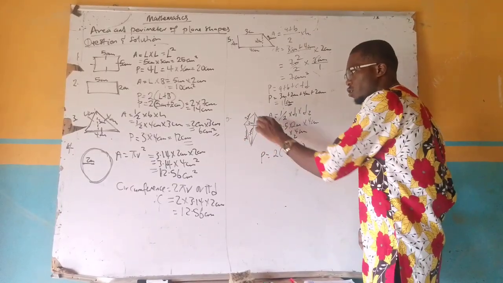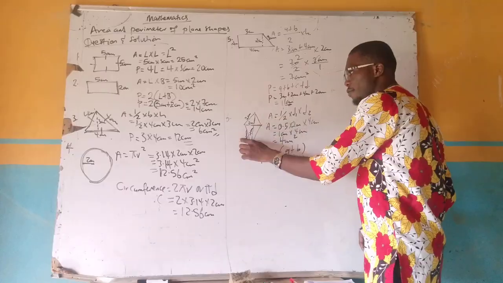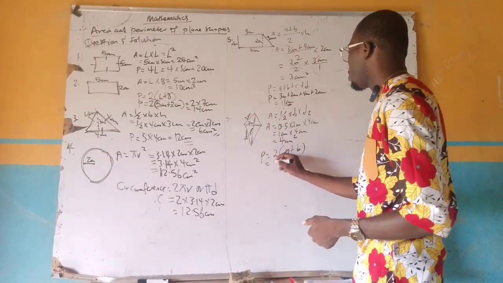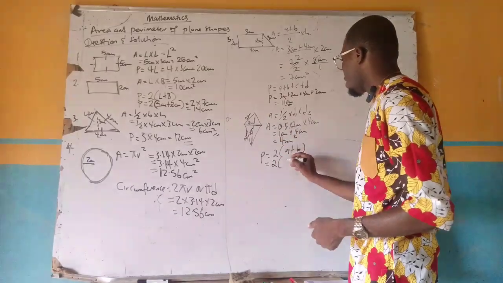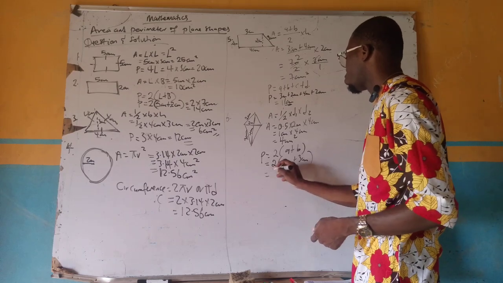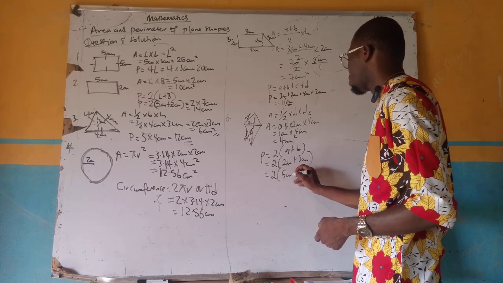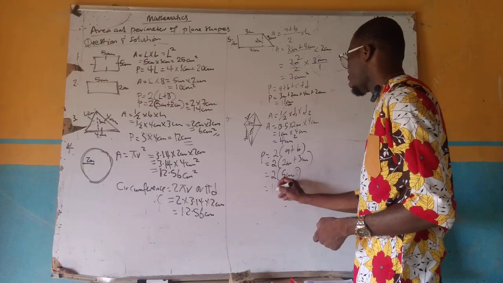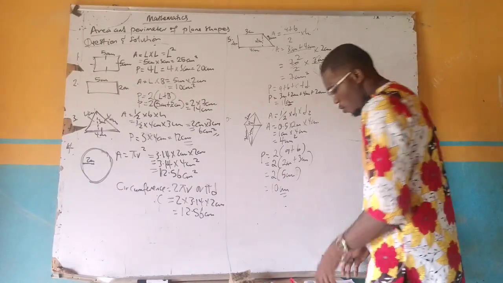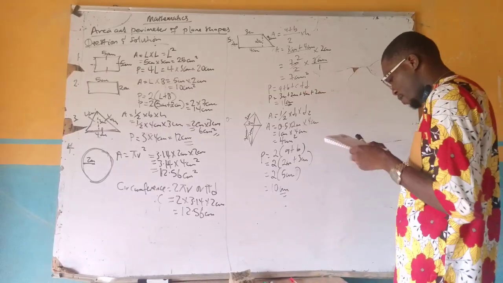Remember, they put 2 here because we have two 2s here and two 3s here, so we are adding them. So we have 2 open brackets, a is 2 centimeter plus 3 centimeter, that will give us 2 open brackets 5 centimeter, which gives us 10 centimeter. So we have solved the area of a kite and the perimeter of a kite.